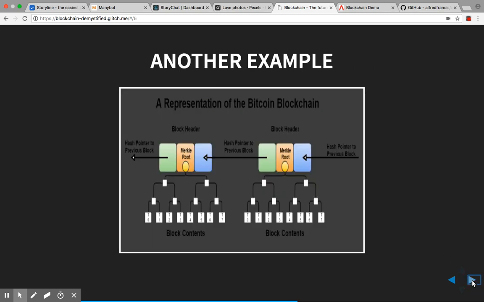Moving on. Another example of blockchain is another representation. It's important to remember each block would contain multiple transactions. Multiple transactions are hashed together. Then those hashes are hashed with a set of other subsequent hashes, and so on and so forth. The final hash with the timestamp goes into the block.